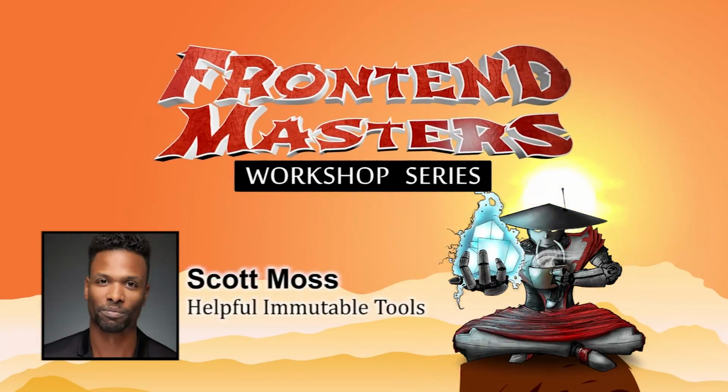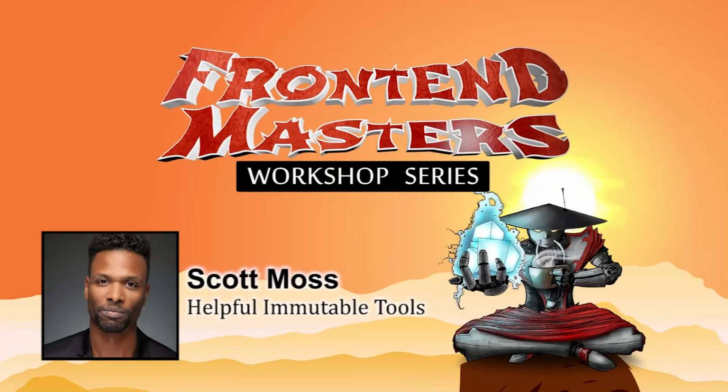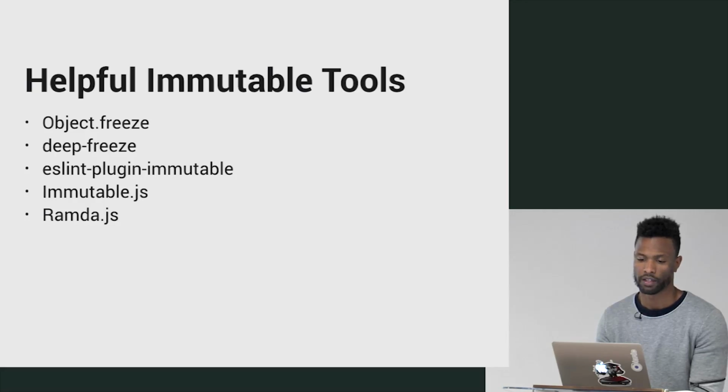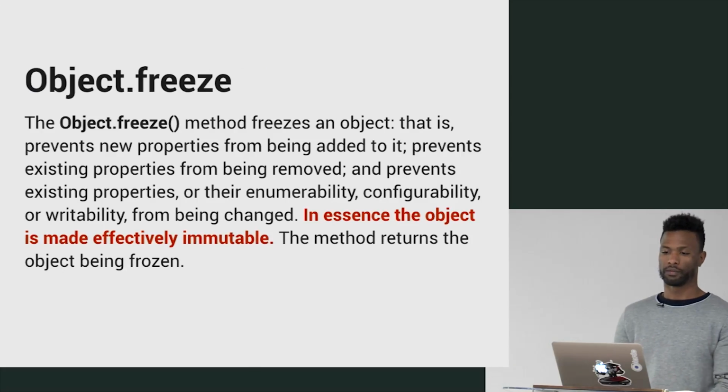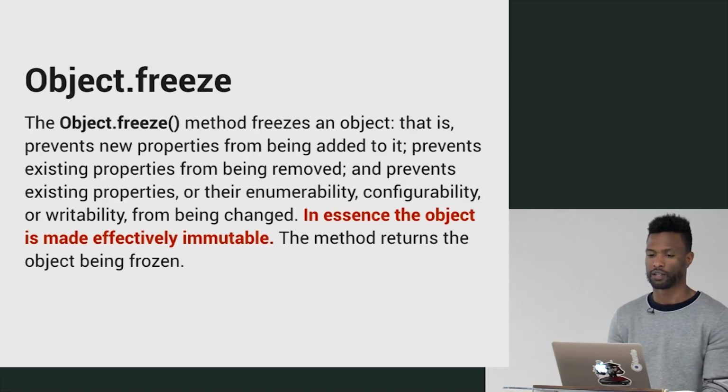So, helpful immutable tools: Object.freeze, deepFreeze. We have the ESLint plugin immutable, Immutable.js, and Ramda.js. We'll talk about these in a little bit. So Object.freeze is a method that freezes an object. It's exactly what it sounds like.